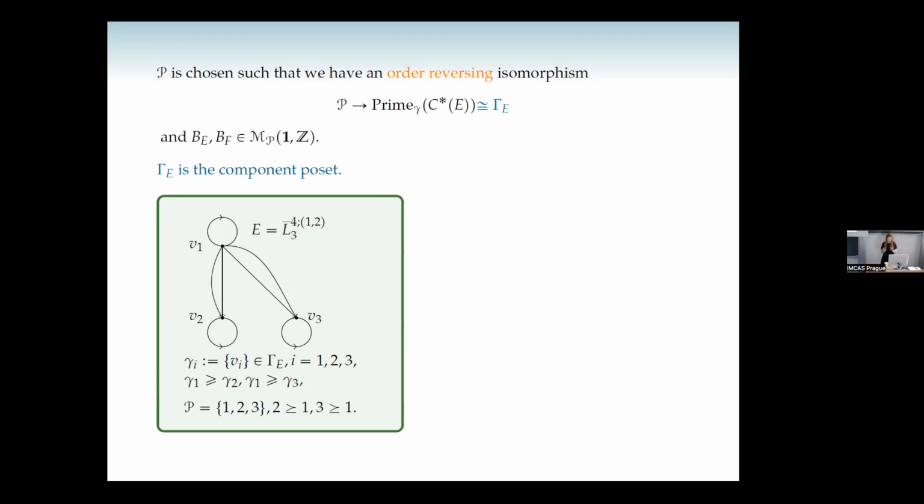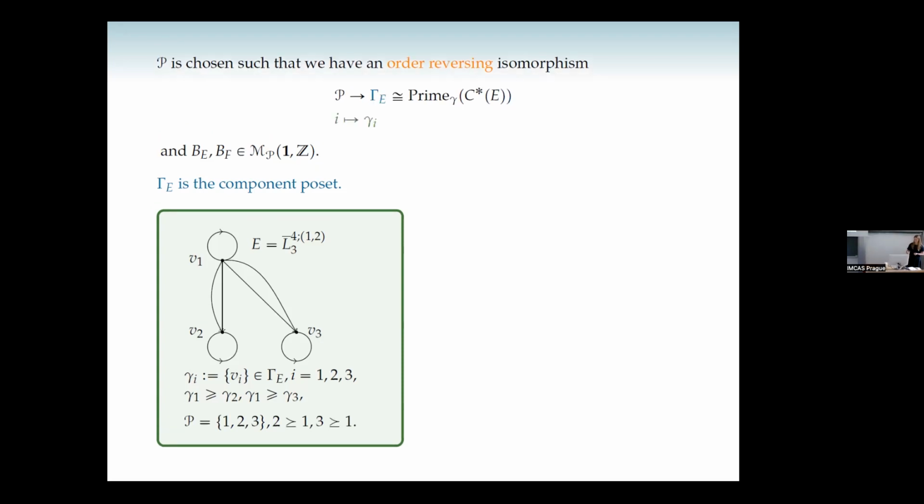We can just choose one. So I take this P to be 1, 2, 3. I say that 2 should be greater than 1, and 3 should be greater than 1, because then we get very easily a map from P to this set here, just by mapping i to gamma i. So the way we did it for these lens spaces was, you look at the graph, you have the order of these component posets, and then you just reverse everything. And then you will have this P with the order.